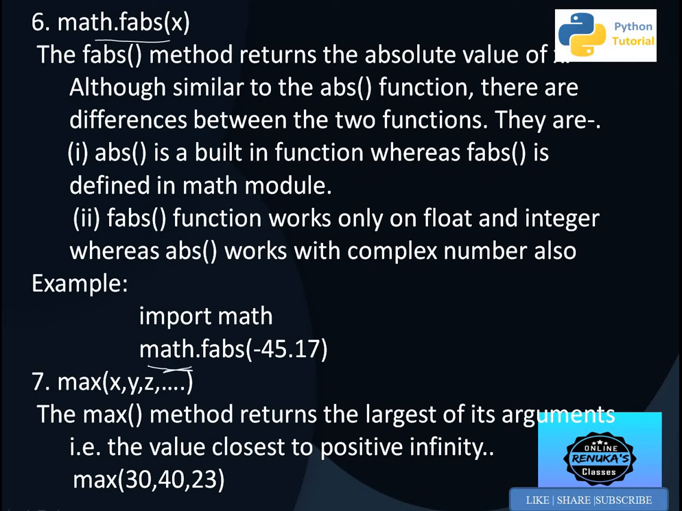So if you write math.fabs, then it will return the positive value of the given negative value. So what is the difference? abs is a built-in function, whereas fabs is defined in the math module, and fabs works only on float and integer, whereas abs works with complex numbers also. So that is very much important, where to use the math module and where not to use. So abs is a built-in function, no need to use the math module, but fabs is part of the math module.